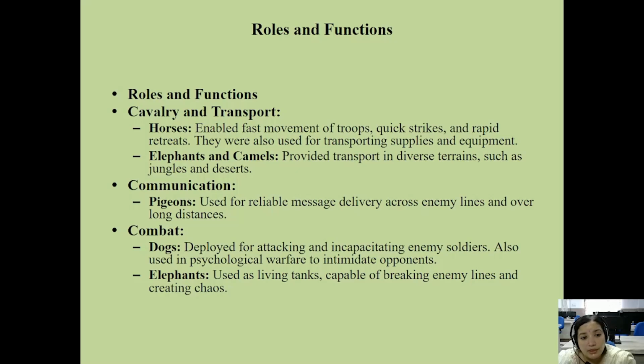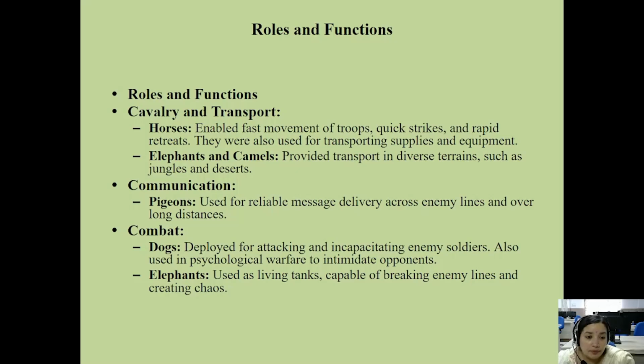Communication is there. Pigeons were used for reliable message delivery across enemy lines and over long distances. So we use pigeons for communication over long distances, and we can rely on pigeons for message delivery across enemy lines.